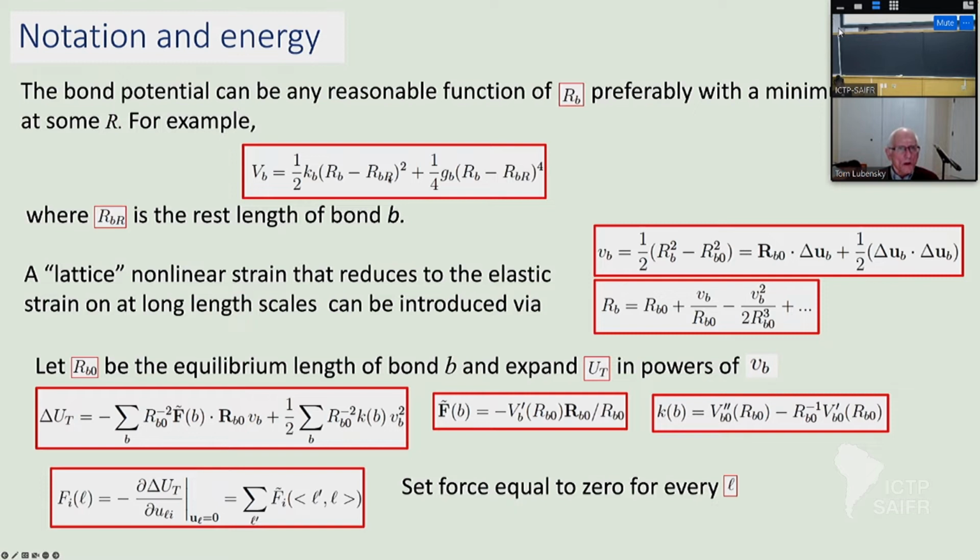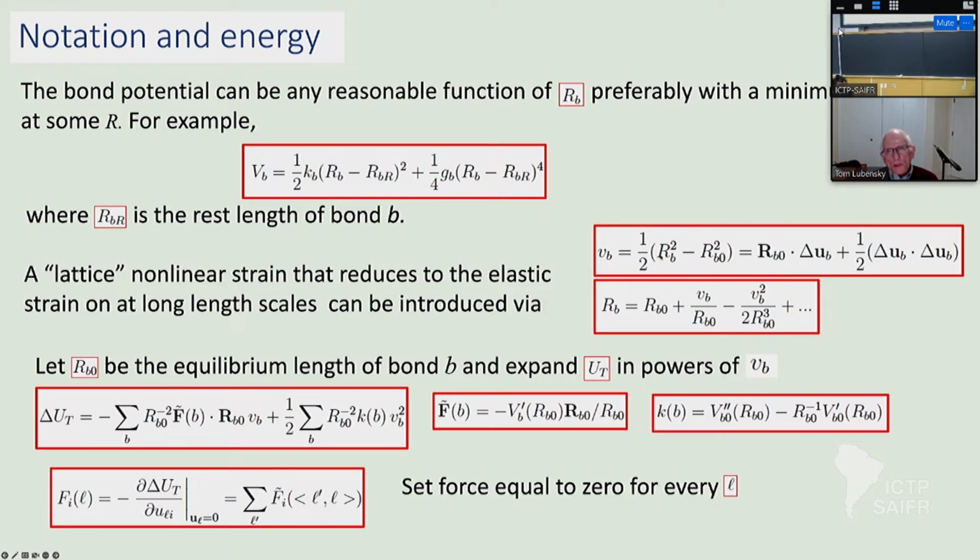So now I'm going to introduce a quantity which I call V_b here for the moment, which is the difference in the squares of the lengths of the bonds. So R_b0 squared is the rest length of the spring squared, and R_b squared is the stretch length squared. Now I introduce this because what we want is to arrive at a lattice theory whose continuum limit can easily be taken.